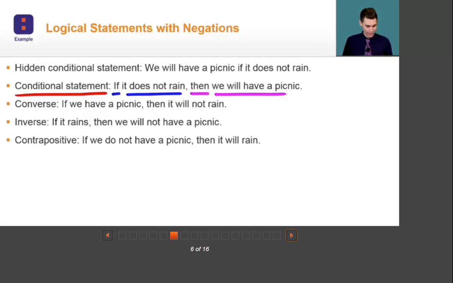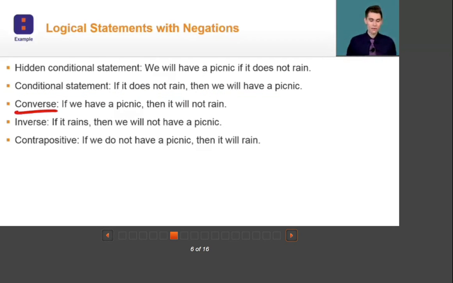Now let's take a look at the converse. If we have a picnic, then it will not rain. Notice that we have switched the hypothesis and conclusion from our conditional statement. And here's the inverse. If it rains, then we will not have a picnic.